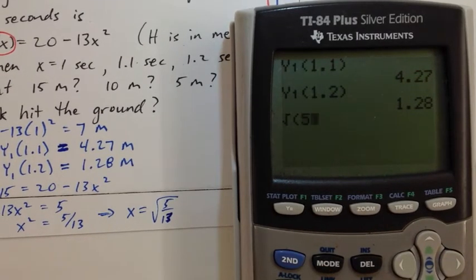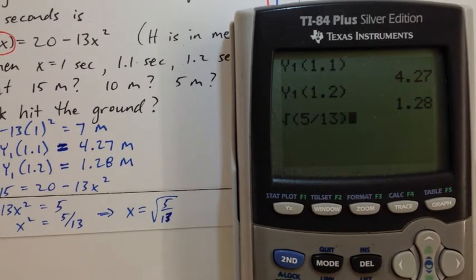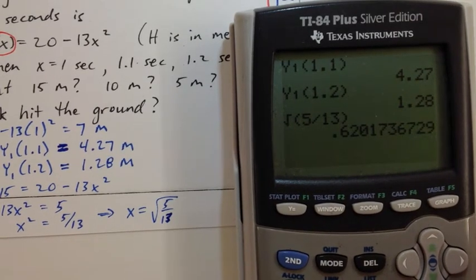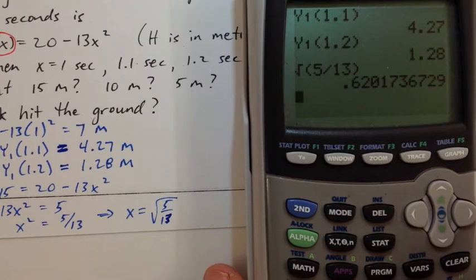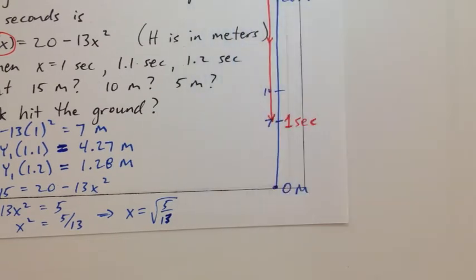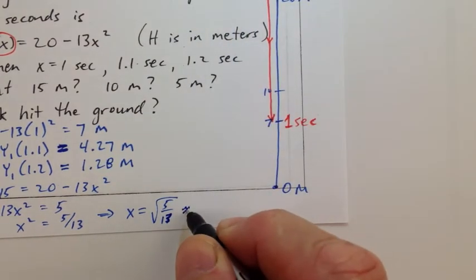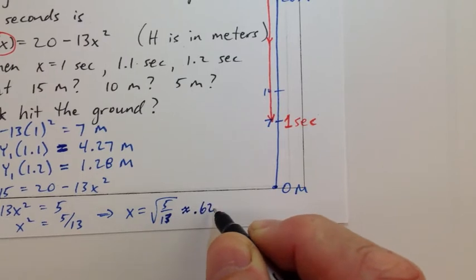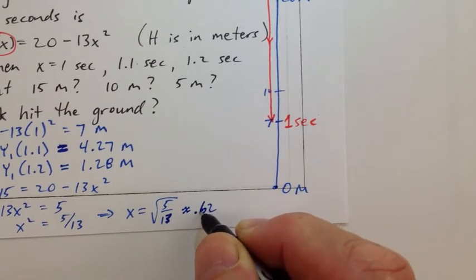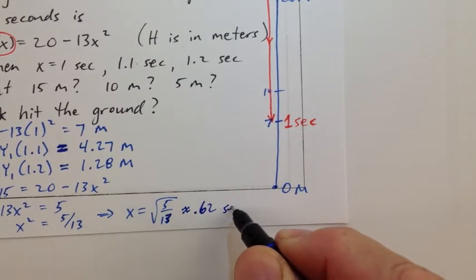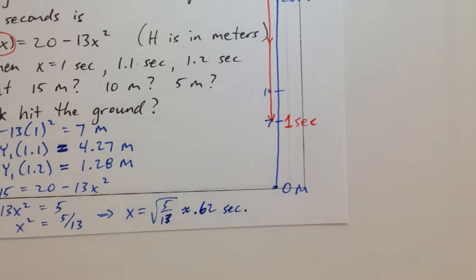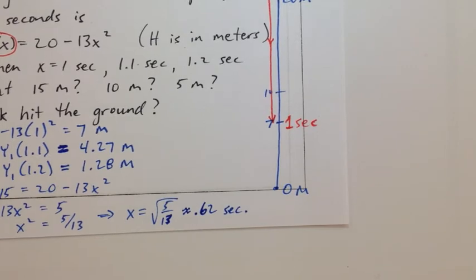Second square root, 5 divided by 13, and we get 0.6201. So we're going to round to the nearest 3 digits after the decimal, so let's round that to 0.62. Okay, 0.62 what? Pause the video if you don't know. 0.62 seconds. Okay, and so when is y1, when is the height equal to 15 meters? Well, that's at the 0.62 second mark.